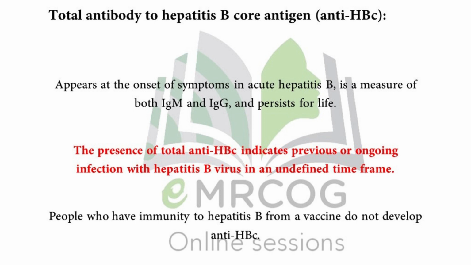When our body produces a total antibody to hepatitis B core antigen, that means that we are having some kind of immunity against the virus. The total hepatitis B core antibody indicates previous or ongoing infection, so it is also non-specific, except if we are going to search for a specific antibody. People who have immunity to hepatitis B from a vaccine are not going to develop this kind of antibody. People who have previous or ongoing infection are going to have this antibody.